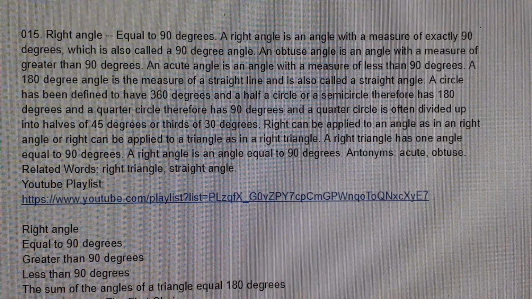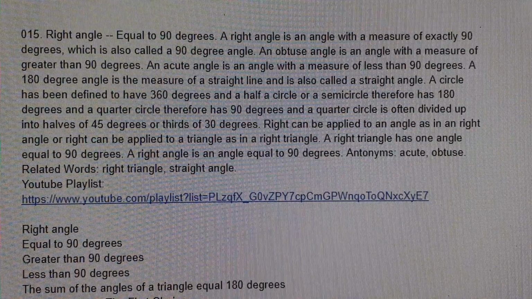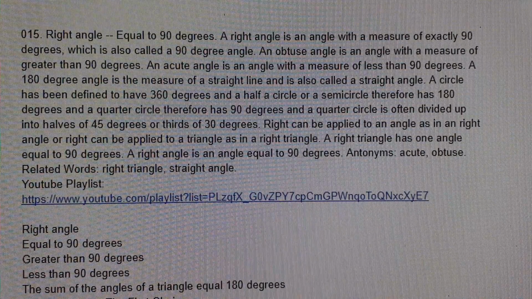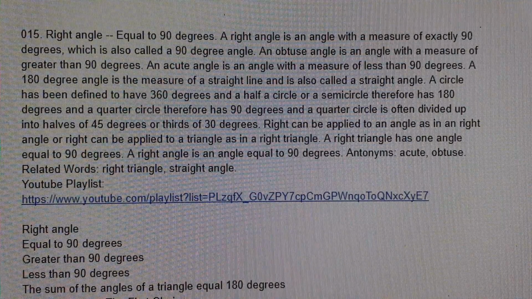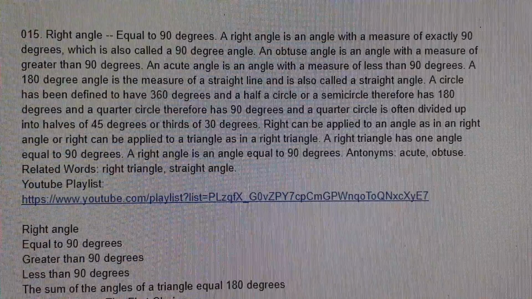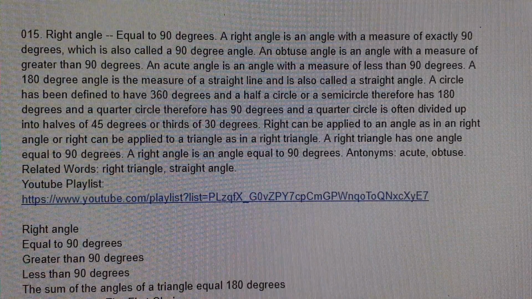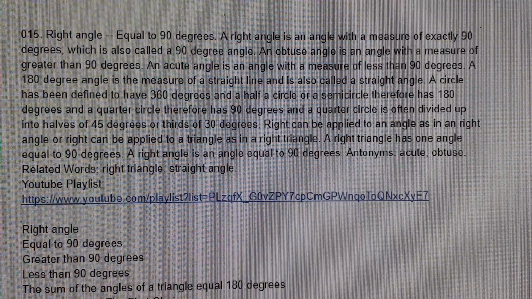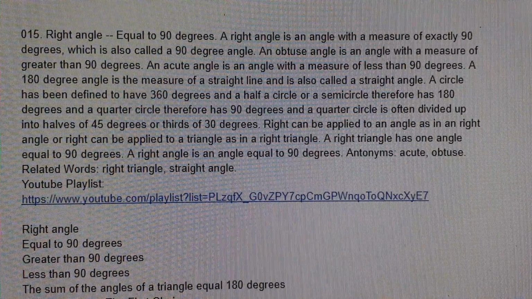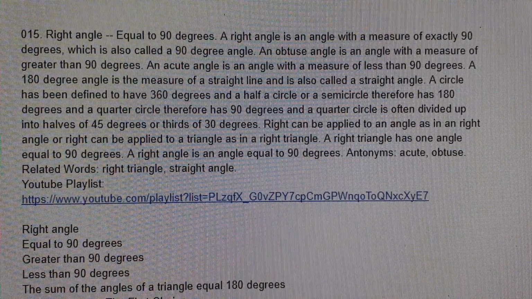Right can be applied to an angle, as in a right angle, or right can be applied to a triangle, as in a right triangle. A right triangle has one angle equal to 90 degrees. A right angle is an angle equal to 90 degrees. Antonyms: acute, obtuse. Related words: right triangle, straight angle.